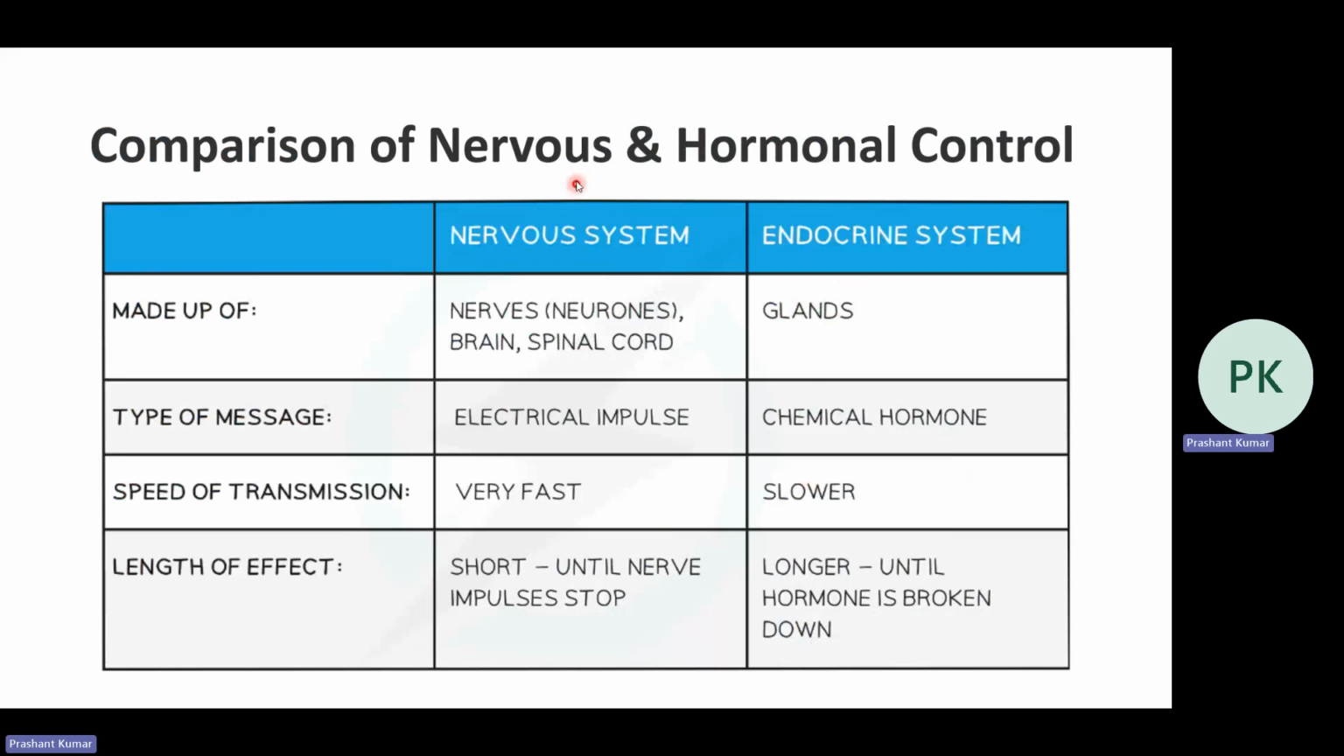Comparison of the neural and hormonal control in terms of how they are made up. The nervous system is made up of nerves, brain and spinal cord, whereas the endocrine system is made up of glands. Type of message: the nervous system carries electrical impulses, whereas endocrine glands release chemical hormones. Speed of transmission: the nervous system is very fast and the endocrine system is slower. Length of the effect: short, very short for the nervous system, and longer for hormones, until the hormone is broken down.